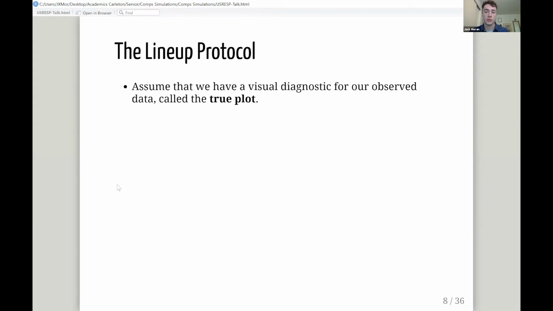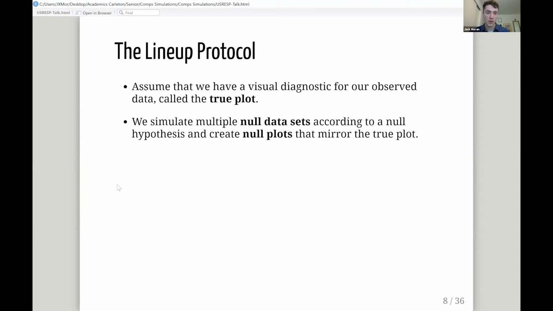Assume that we have a visual diagnostic for our observed data called the true plot. In the previous example, this would be plot 0, the thing that we're actually interested in. We're going to simulate multiple null data sets according to a null hypothesis and create null plots that mirror the true plot. In the previous example, the null hypothesis was that the data comes from a standard normal distribution. And so we create plots 1 through 19, where we know the data comes from a standard normal distribution.